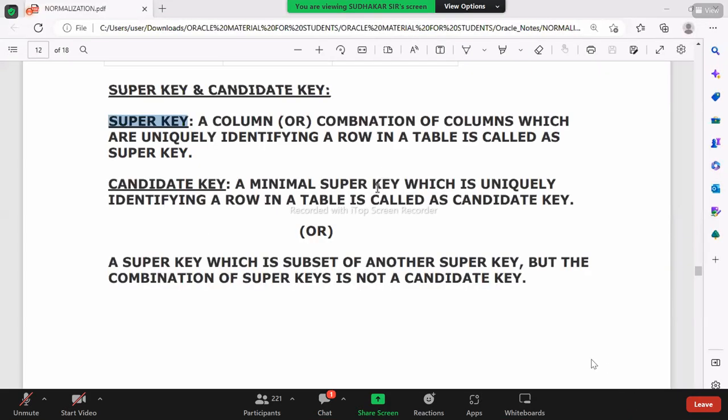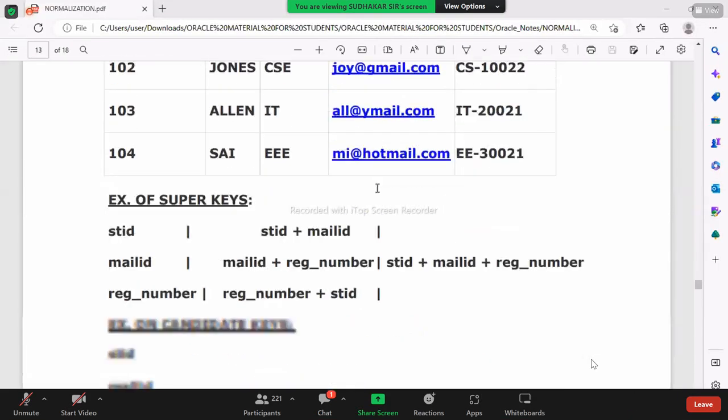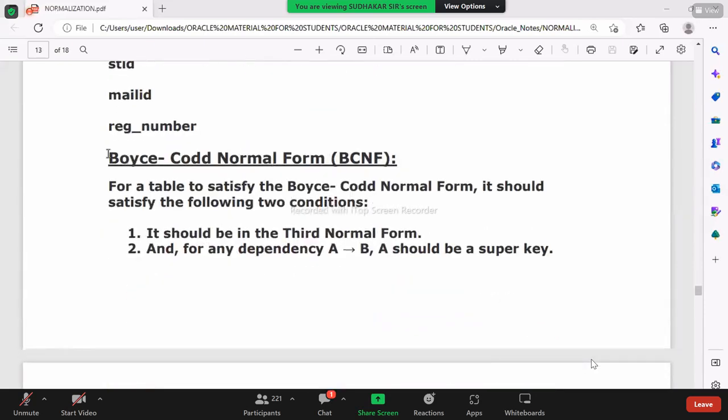Up to third normalization we discussed, guys. And this is the fourth one. See, online students, this is the fourth one, Boyce-Codd normal form. And when your table comes under Boyce-Codd, there are two conditions. One is your table should be in third normal form. Third normal form means there are no transitive dependency columns. That is the third normal form.